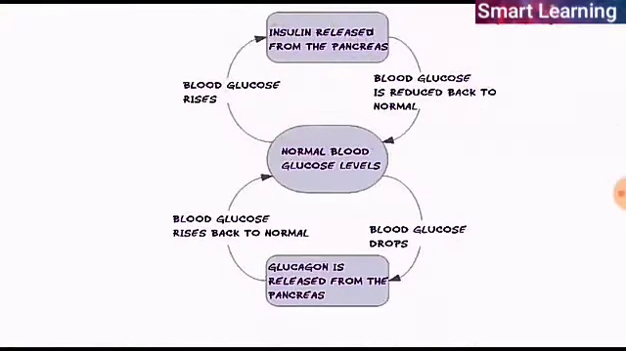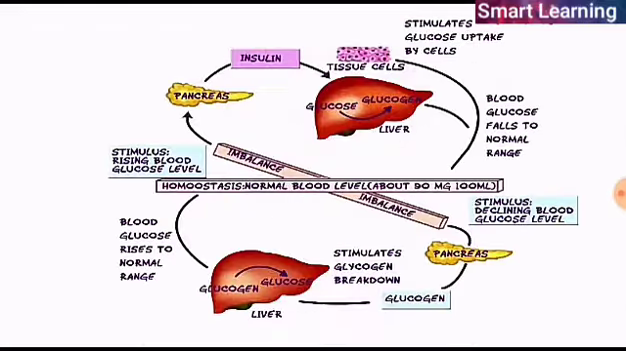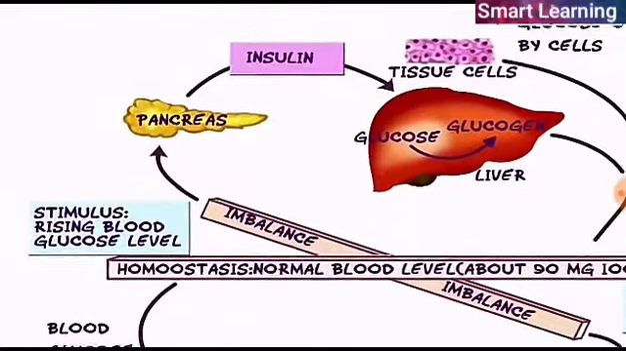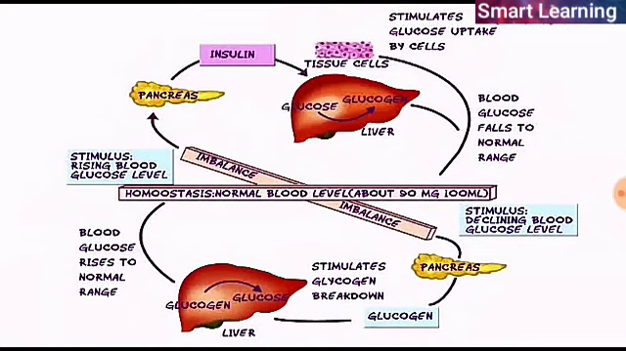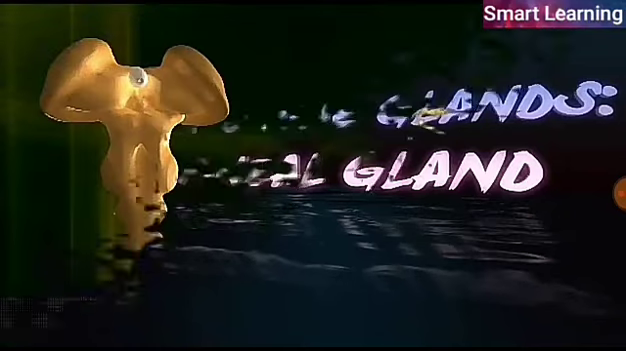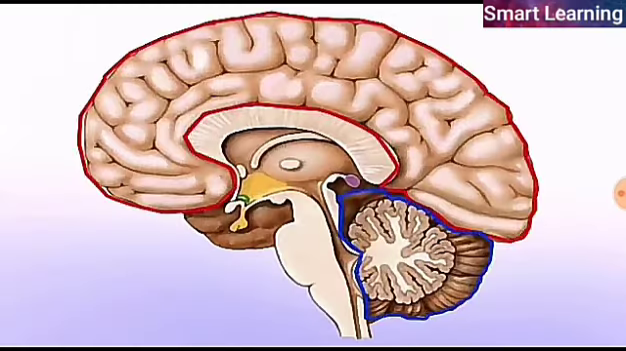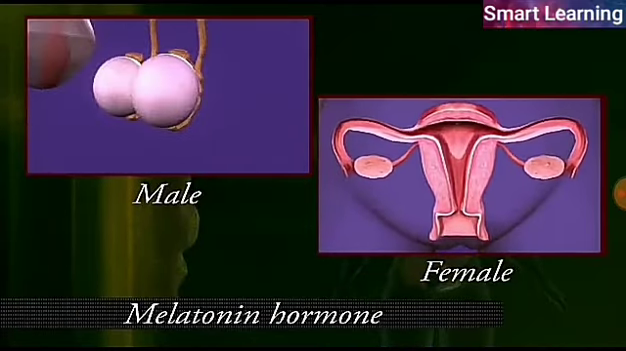The timing and amount of hormone released are regulated by feedback mechanisms. If the sugar levels in blood rise, they are detected by the cells of pancreas, which respond by producing more insulin. As the blood sugar level falls, insulin secretion is reduced. Pineal. It is very small and is situated between the two cerebral hemispheres of the brain. It secretes melatonin hormone and regulates working of gonads.